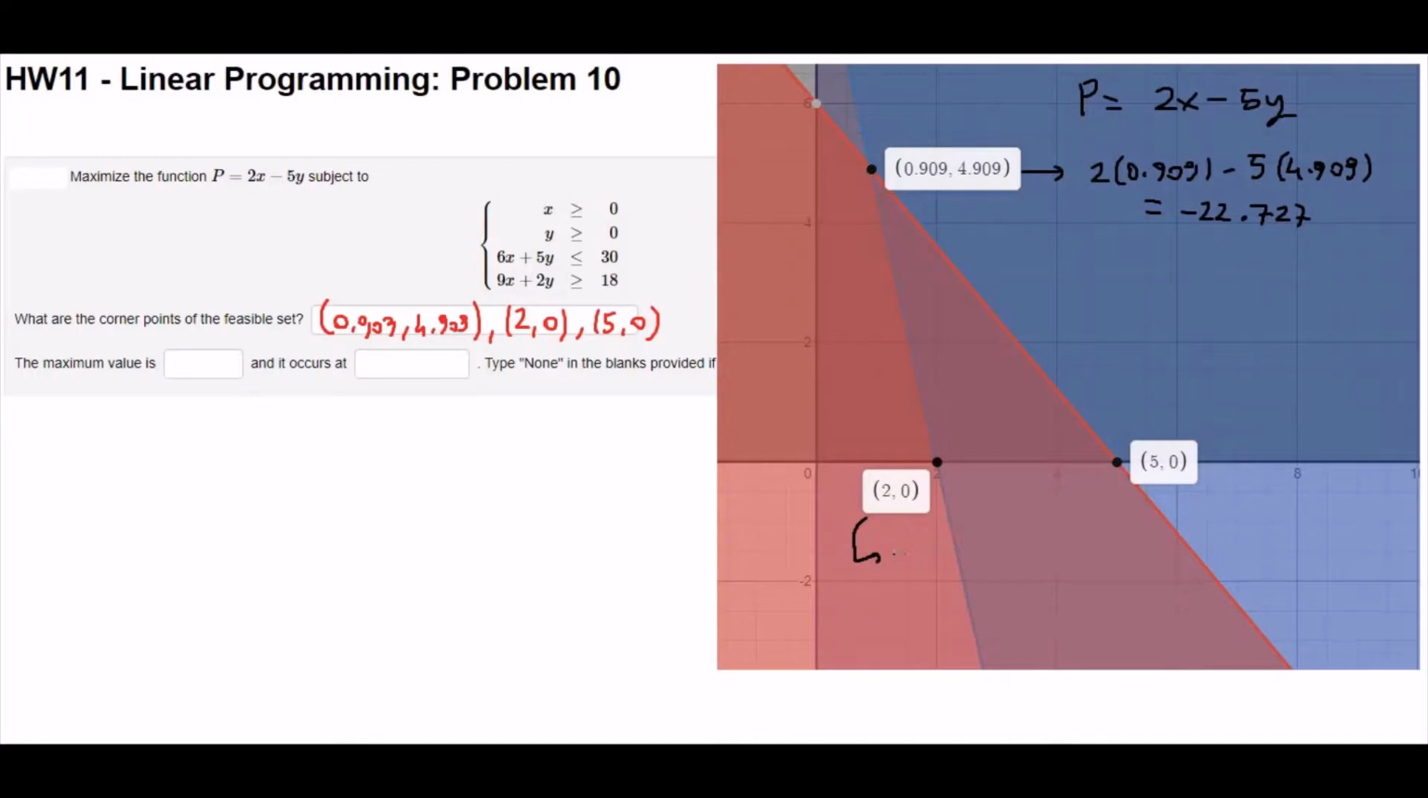At this point, we have 2 times 2 minus 5 times 0, because the x value here is 2 and the y value is 0. And this equals 4, and at this point we have 2 times 5 minus 5 times 0, which is 10. Since we're looking for the maximum value, we're going to pick the highest value, which is 10. So the maximum value is 10 at the corner (5, 0).